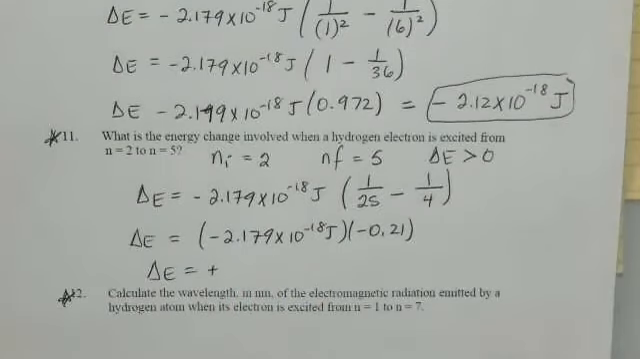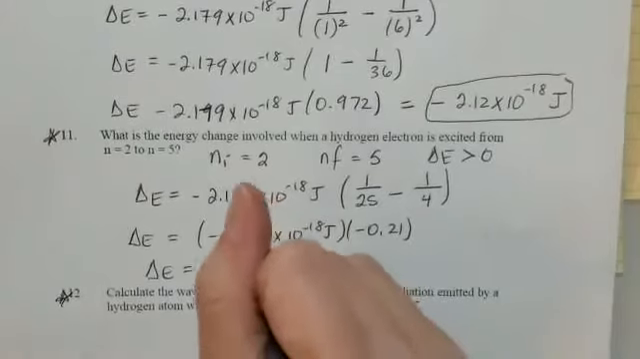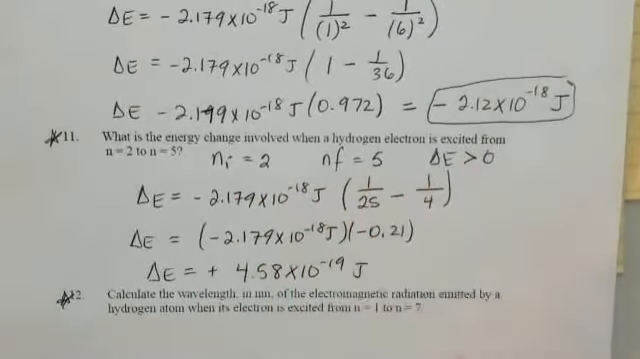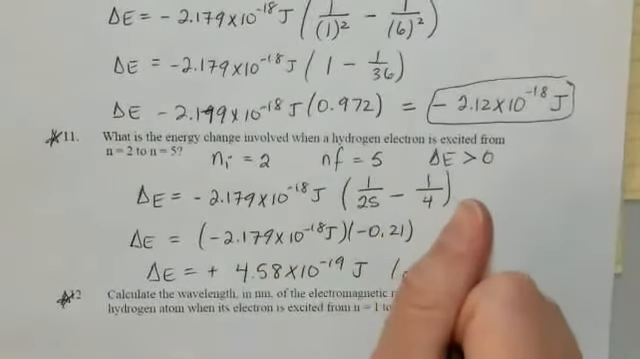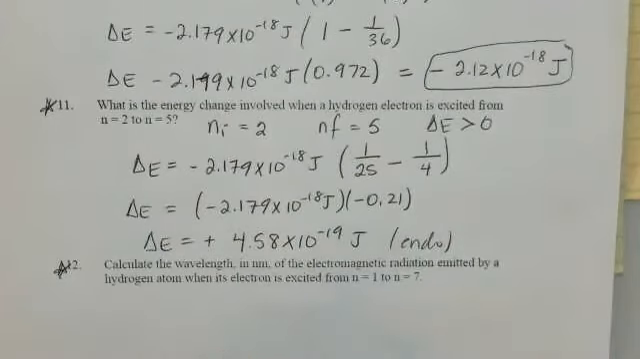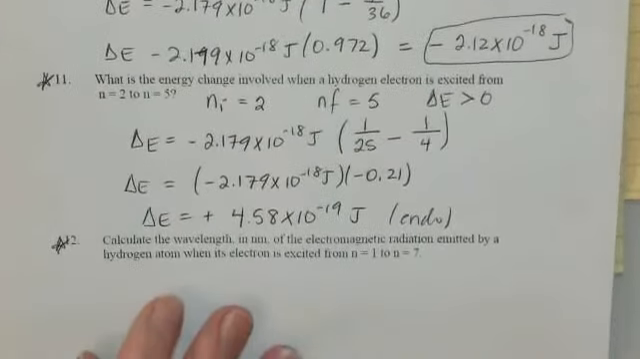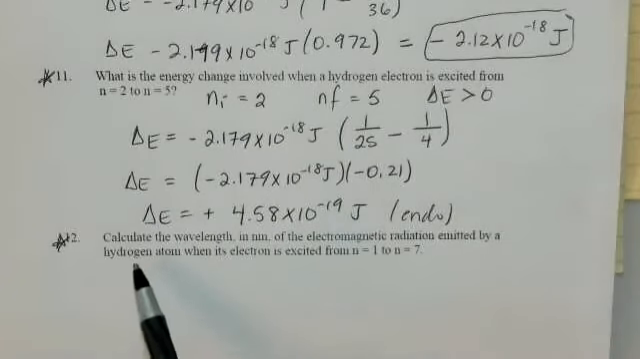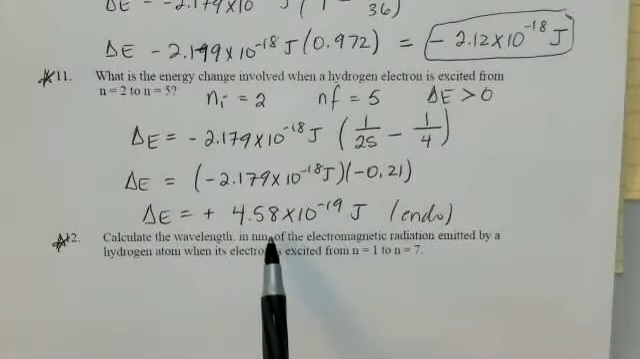And the answer I get here is a positive 4.58 times 10 to the negative 19 joules. All right, so endothermic versus exothermic. All right, and again, it's because we're moving away from the nucleus. Now, that is our energy of the transition. Now the question says, okay, well, what would the wavelength be?